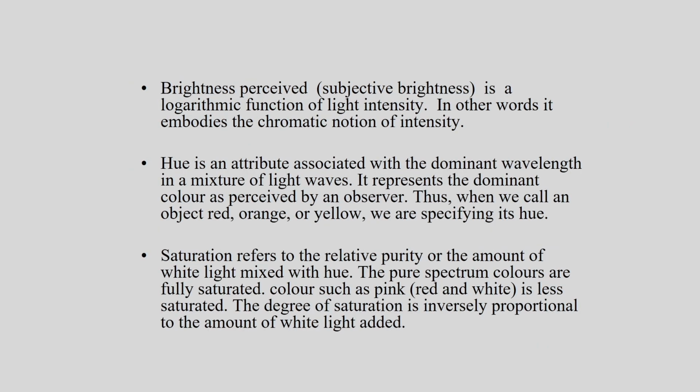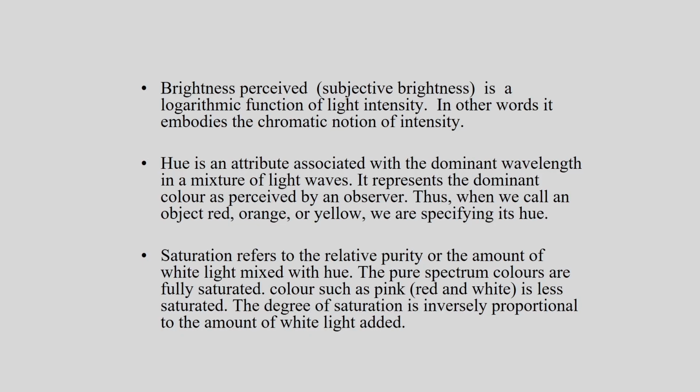Now in the case of color, color has mainly three components. One is the brightness, another one is hue, another one is saturation. Brightness means the light intensity, that is the logarithmic function of light intensity. Hue means a particular color, that means it is associated with the dominant wavelength in a mixture of light waves. And saturation means the relative purity or the amount of white light mixed with a particular color.